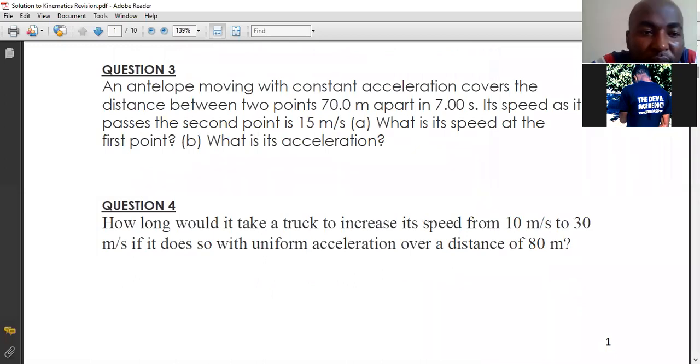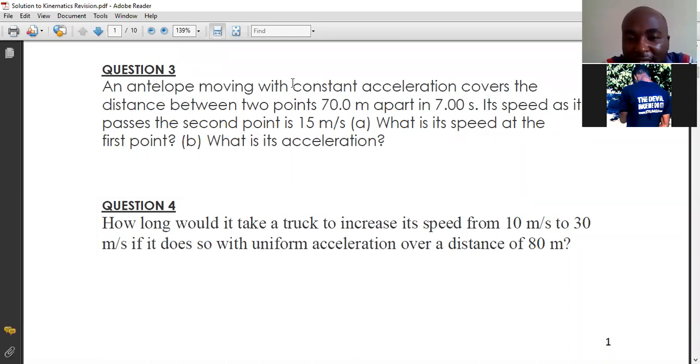So our question there was, an antelope moving with constant acceleration covers the distance between 2 points 70 meters apart in 7 seconds. The speed as it passes the second point is 15 meters per second. What is its speed at the first? That's A. What is the acceleration? That's B. So we collect the data for the question.